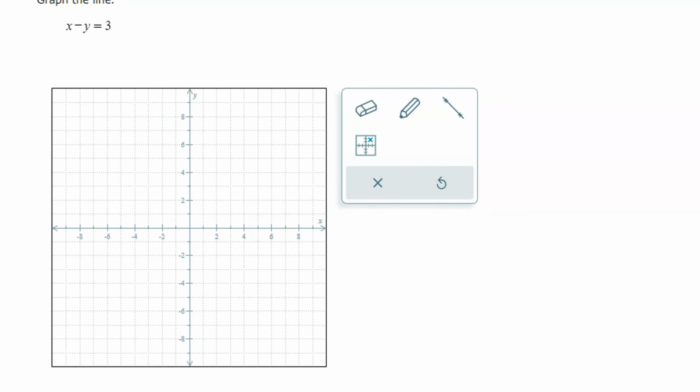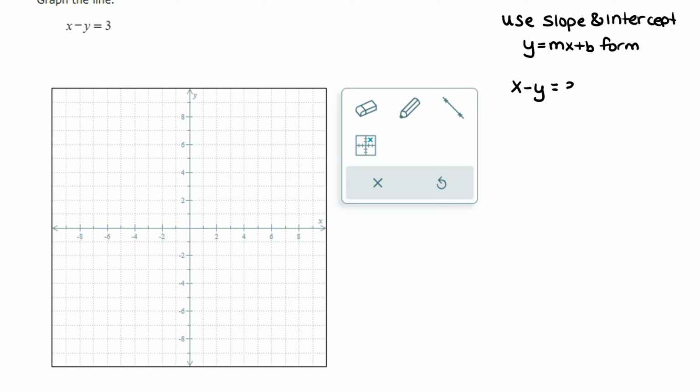Okay, so now let's talk about graphing the line using something specific. If we want to graph the line, we could use slope and intercept. What we'll do is rearrange into y equals mx plus b form, and we'll plot the point and then count the slope. So I've got x minus y equals 3.